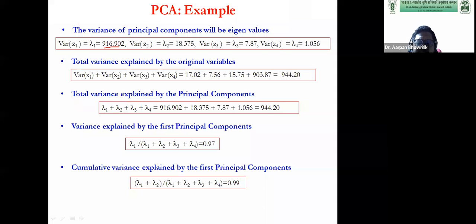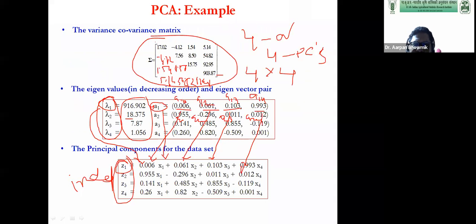Now let us see the variance covariance matrix. Here the diagonal elements will be the variances of the variables. For example, variance of x1 is 17.02, variance of x2 is 7.56, variance of x3 is 15.75, and variance of x4 is 903.87, and the off diagonal elements are the covariances. So covariance between x1 and x2 is minus 4.12, covariance between x1 and x3 is 1.54. Like that you have to define.